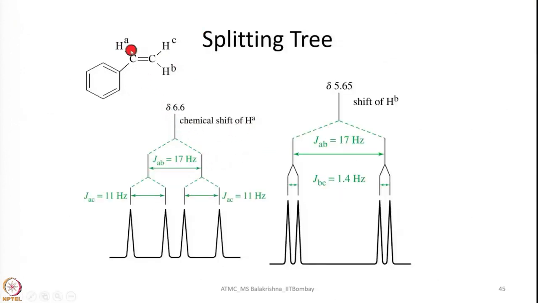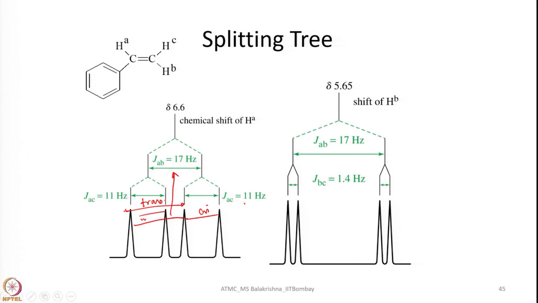HA first, you say 6.6. First it is coupled with this one, splits into a doublet, and then each line will further split because the coupling constants are different. It is stepwise, you have to see the coupling, and then this separation is 11 hertz, this separation 11 hertz. Now it will be a doublet of doublets. The separation, this one is shown here, and between this one and this one is shown here. This is cis coupling, whereas this one is trans coupling.